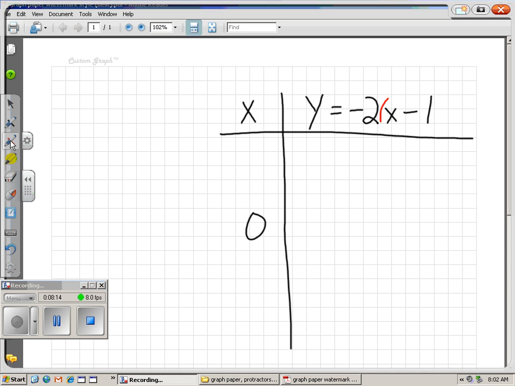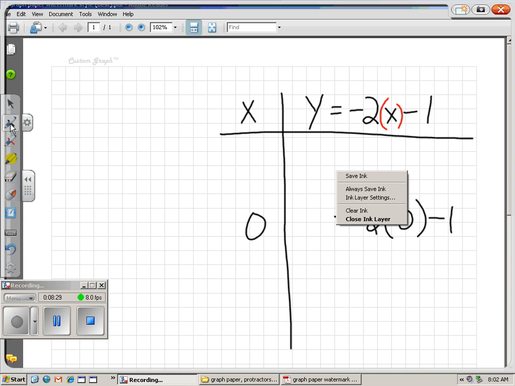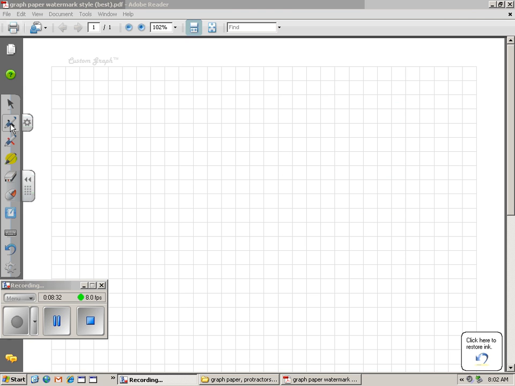So remember, when you take an x out and put a number in, remember to put parentheses around that x. So I have negative 2, I'm taking the x out, I'm putting my 0 in, minus 1. And then I grab my calculator and do my calculations.